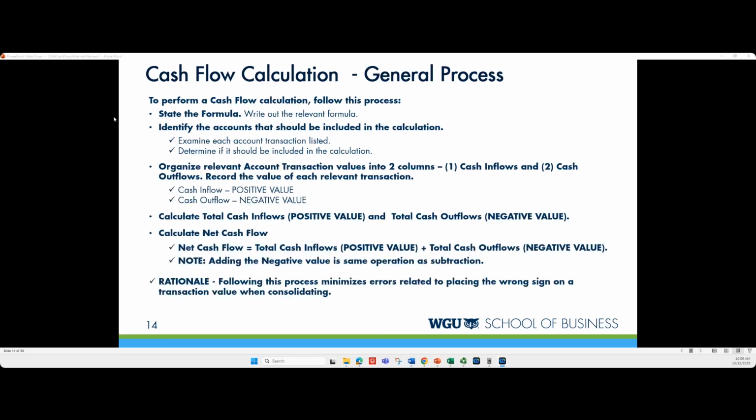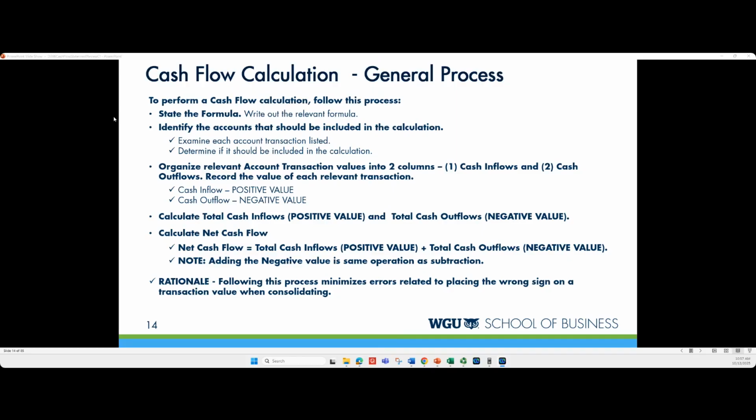So as I mentioned earlier, there are many ways to go about calculating cash flows. I am going to show you this cash inflow, cash outflow method, because if you're not used to doing this, it makes things a lot more structured, a lot more organized, and there's less margin of error because you're categorizing things into cash inflows and cash outflows. So to perform our cash flow calculations, here is the generic structured process. The first thing we're going to do is state the formula, write it out. So this way we know what accounts we are looking for either on the income or balance sheet.